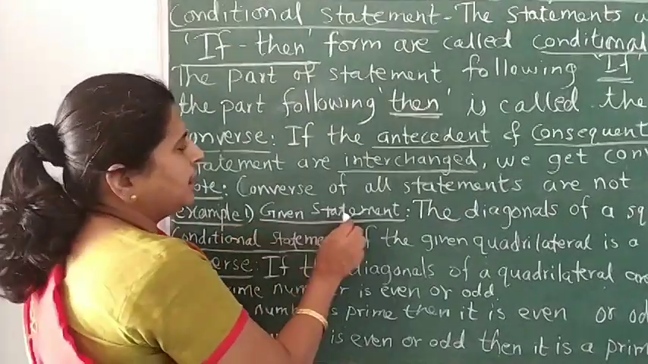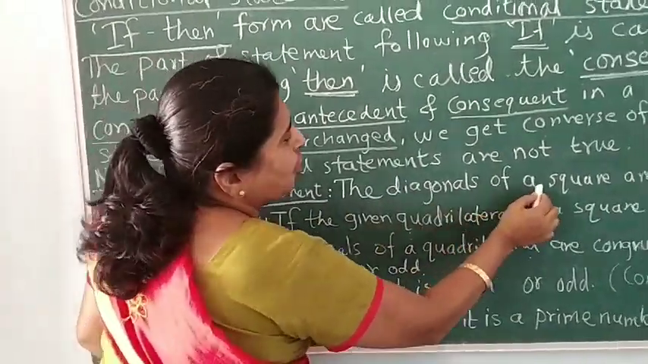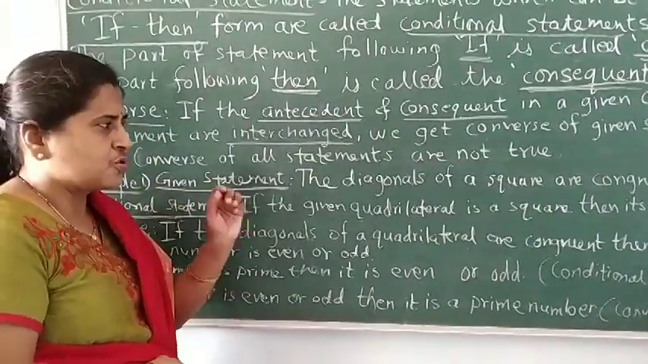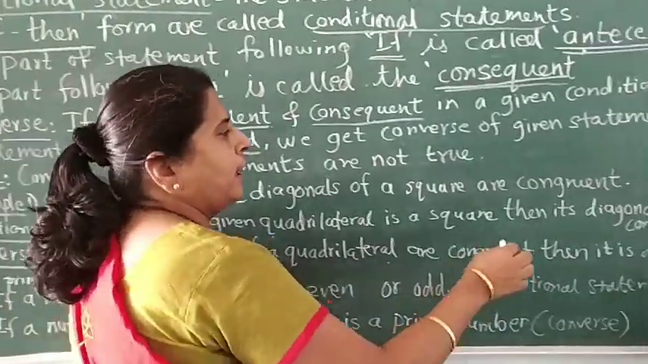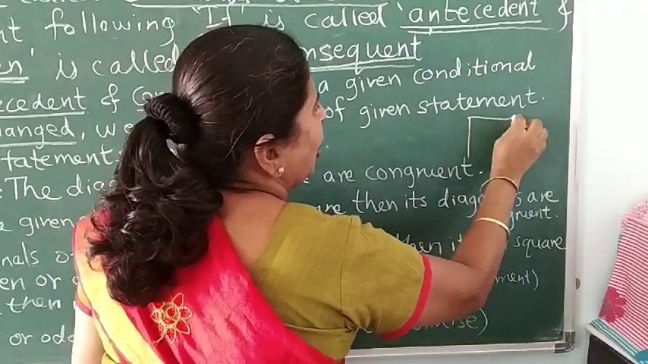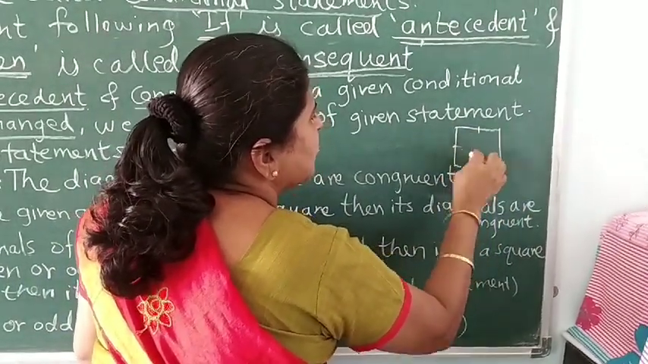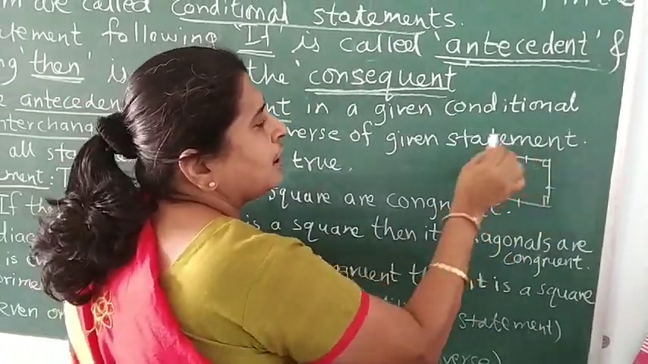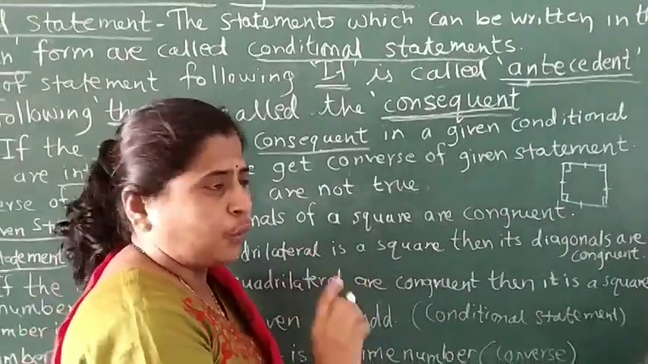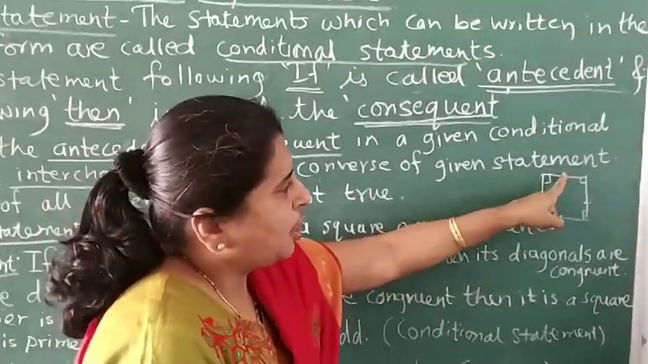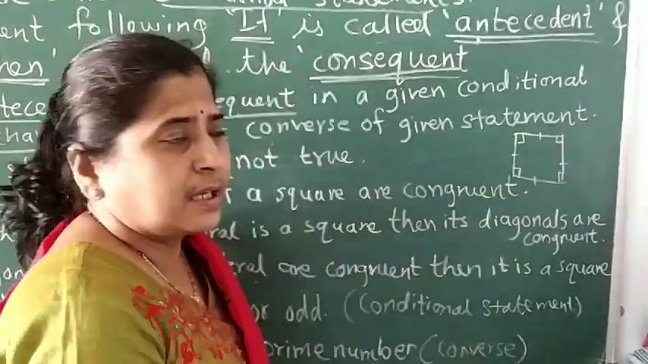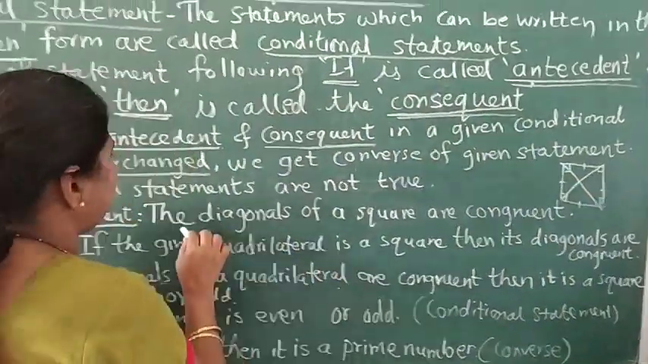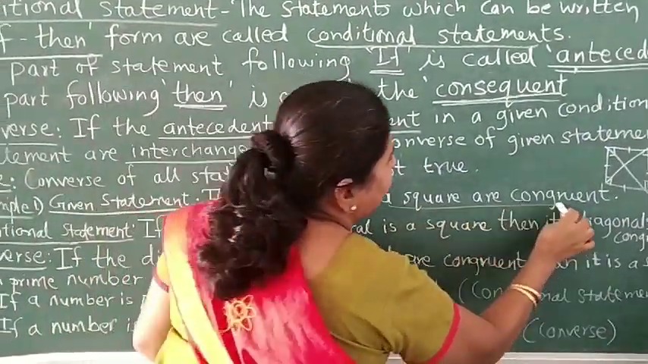In my example 1, the given statement is: the diagonals of a square are congruent. This is the given statement, and it is true also. We know that a square is a type of quadrilateral where all sides are equal as well as each angle is a right angle. This type of quadrilateral is called a square. There are two conditions: all sides equal as well as each angle a right angle. And the diagonals of a square are congruent. This is the statement given to us.